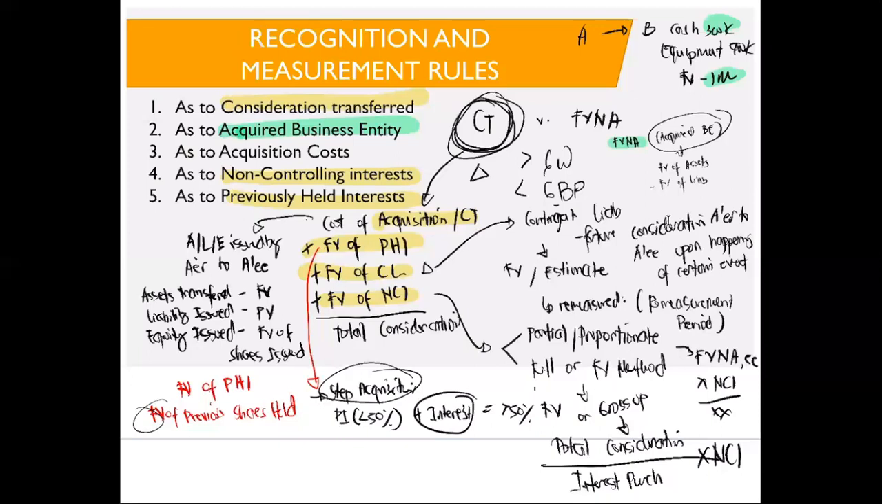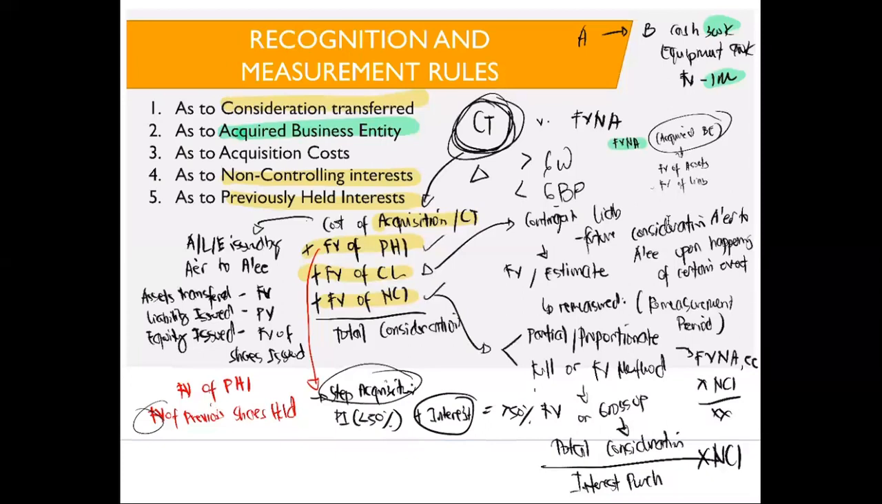Next, the fair value of contingent liability or contingent consideration that is based on your fair value or estimate of contingent consideration. Next, the fair value of NCI, which is either based on your proportionate method or your full or fair value method. Okay? After knowing your consideration transferred, you compare it now to your fair value of net assets. Okay. Take note, guys, NCI and previously held interest is present only in your stock acquisition.